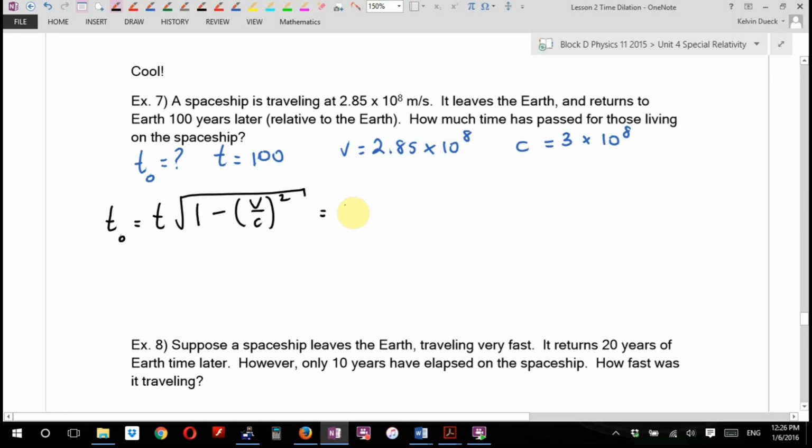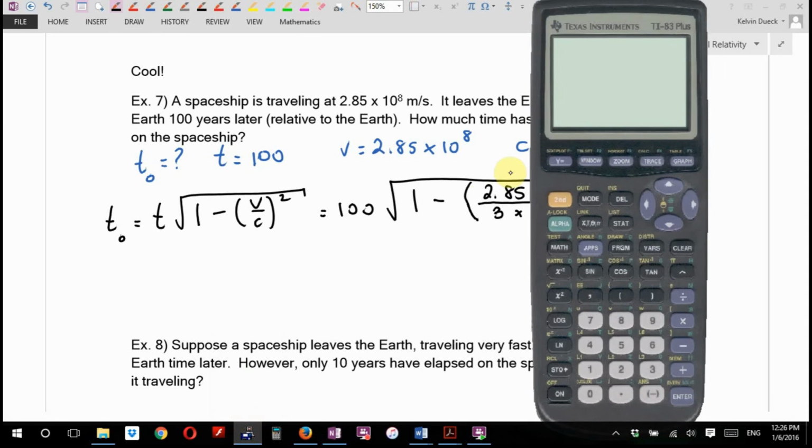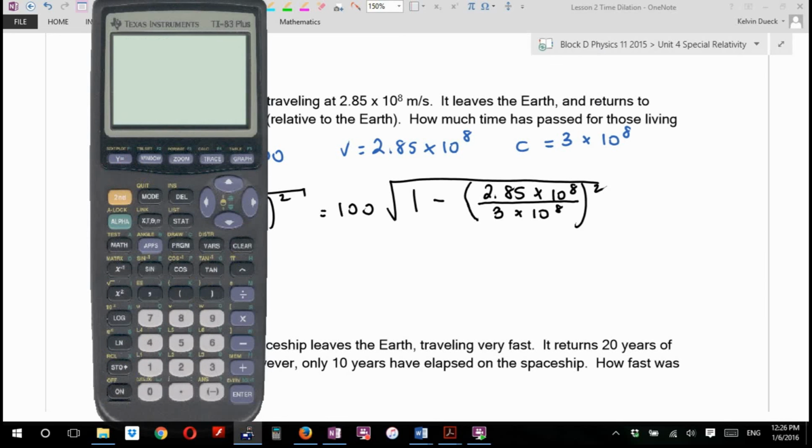Anyways, let's keep going. 100 years of Earth time, square root of 1 minus 2.85 times 10 to the 8th, over 3 times 10 to the 8th, that number squared. Yes, you're going to need to know where your scientific notation button is. How would you type that in, Mr. Do It? Okay. I think I would do what's inside the little bracket first. I would go 2.85 scientific notation button 8 divided by 3 scientific notation button 8.